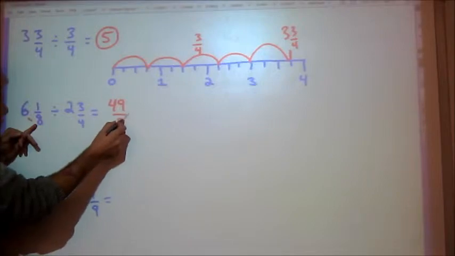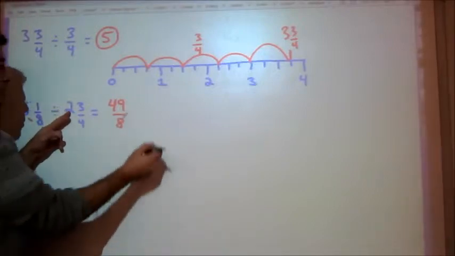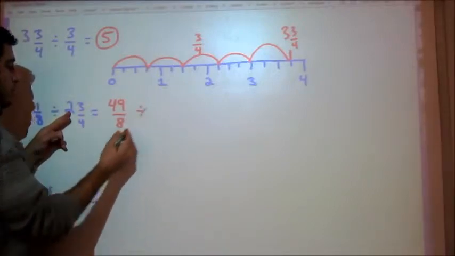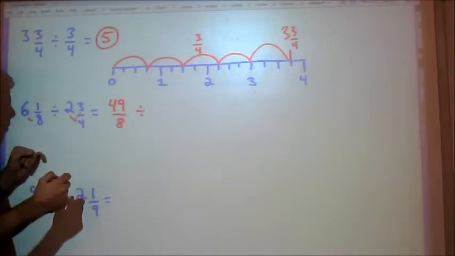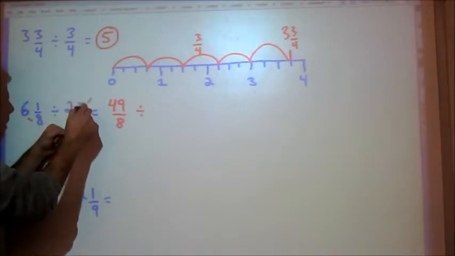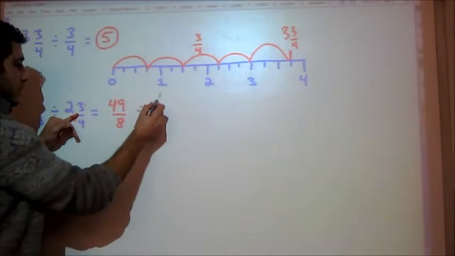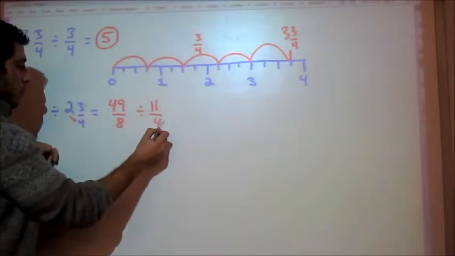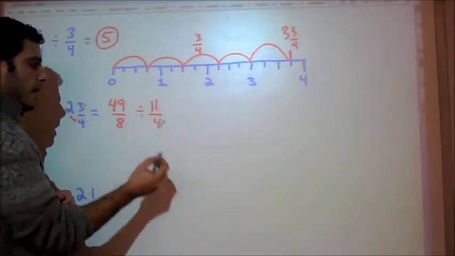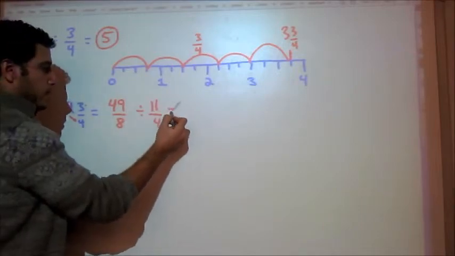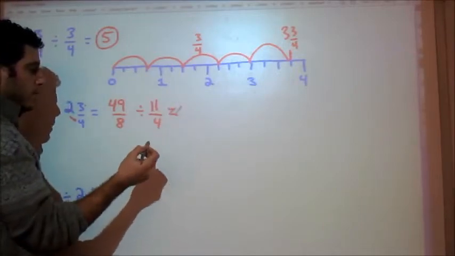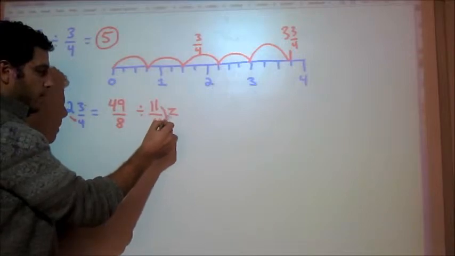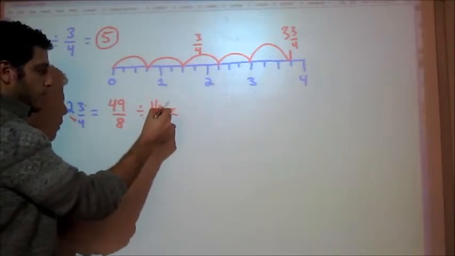The denominator does not change. And 2 and 3/4. We're going to multiply the 2 by the 4 to get 8, and we'll add the 3. 8 plus 3 is 11, and this will be over 4. Okay, and now we can cross multiply. So we can rewrite this equation to help us do that and use the reciprocal of this fraction, and then we can just multiply straight across.